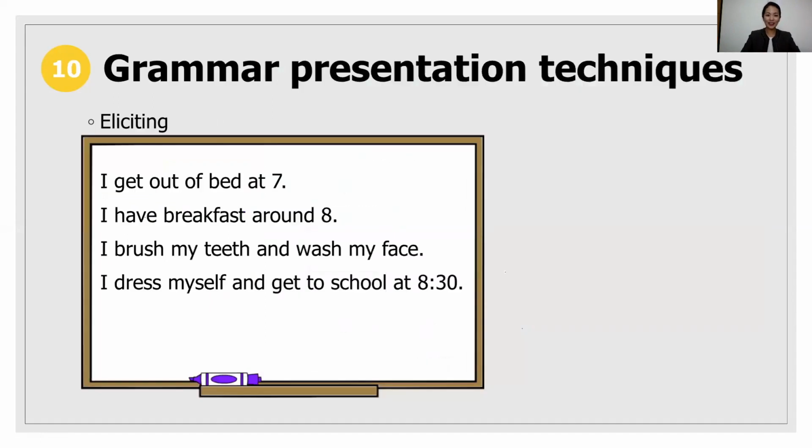Okay, the next one is number 10, eliciting. So when you meet your students, you can explain your daily routine. So I write, I get out of bed at 7 usually, and I have breakfast around 8, and I brush my teeth and wash my face. I dress myself and get to school at 8:30, like this.